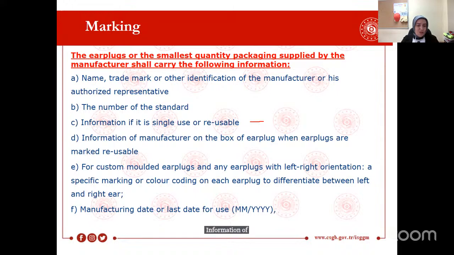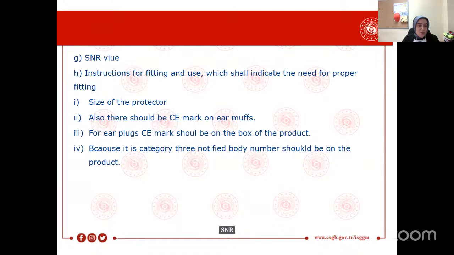Information of the manufacturer should be on the box of the earplug when earplugs are marked reusable. For custom molded earplugs and any earplugs with left-right orientation, a specific marking or color coding on each earplug to differentiate between left and right ear, manufacturing dates, and last date for use, month and year. SNR value, instructions for fitting and use, which shall indicate the need for proper fitting, size of protector. Also, there should be a CE mark on the earmuffs. For earplugs, they are very small, so the CE mark can be on the box of the product. Because it's category 3, the notified body number should be on the product.